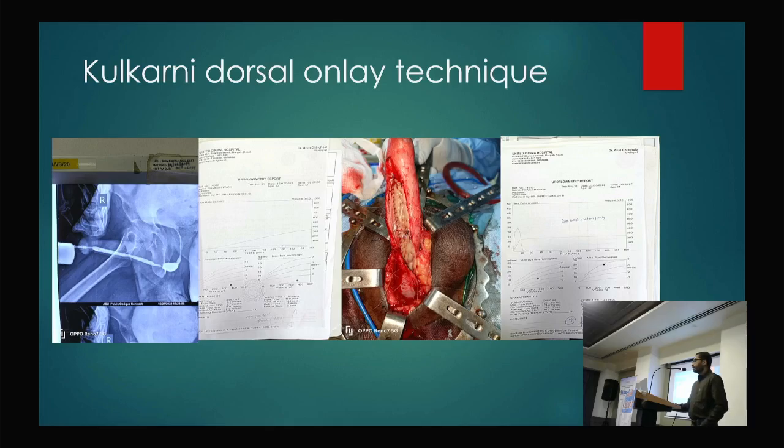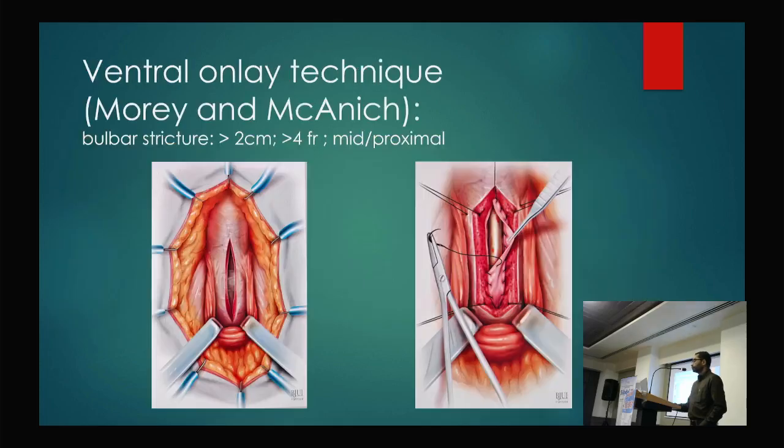So this is an example of anterior strictures starting from mid penile to the penobulbar junction, where we performed a whole length dorsal buccal graft, and there is improvement in the uroflow.